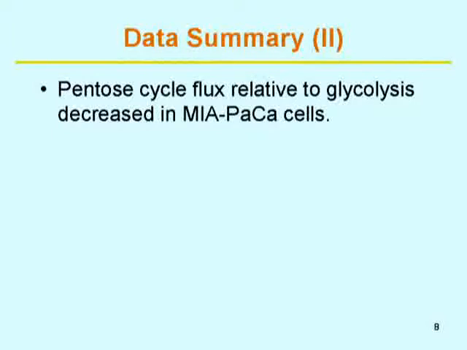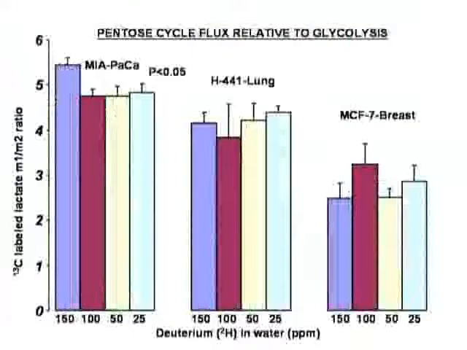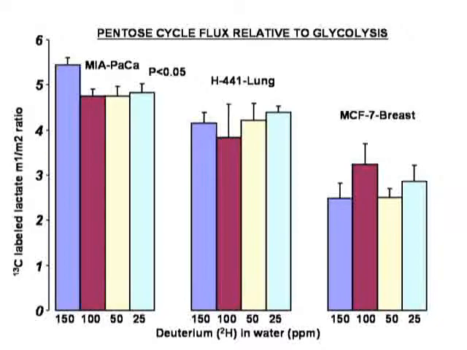Now, interestingly, when we looked at the pentose cycle flux relative to glycolysis, it was decreased in one of the cell lines. I'd like to point out that there's only one common metabolic effect to be found, and I'm going to talk about fatty acid synthesis later, but yet the cell lines responded somewhat differently to deuterium depletion whenever they responded. And this is a functionality that would tell you how efficiently NADPH is produced in these cell lines, how effective the oxidative branch of the pentose cycle is.